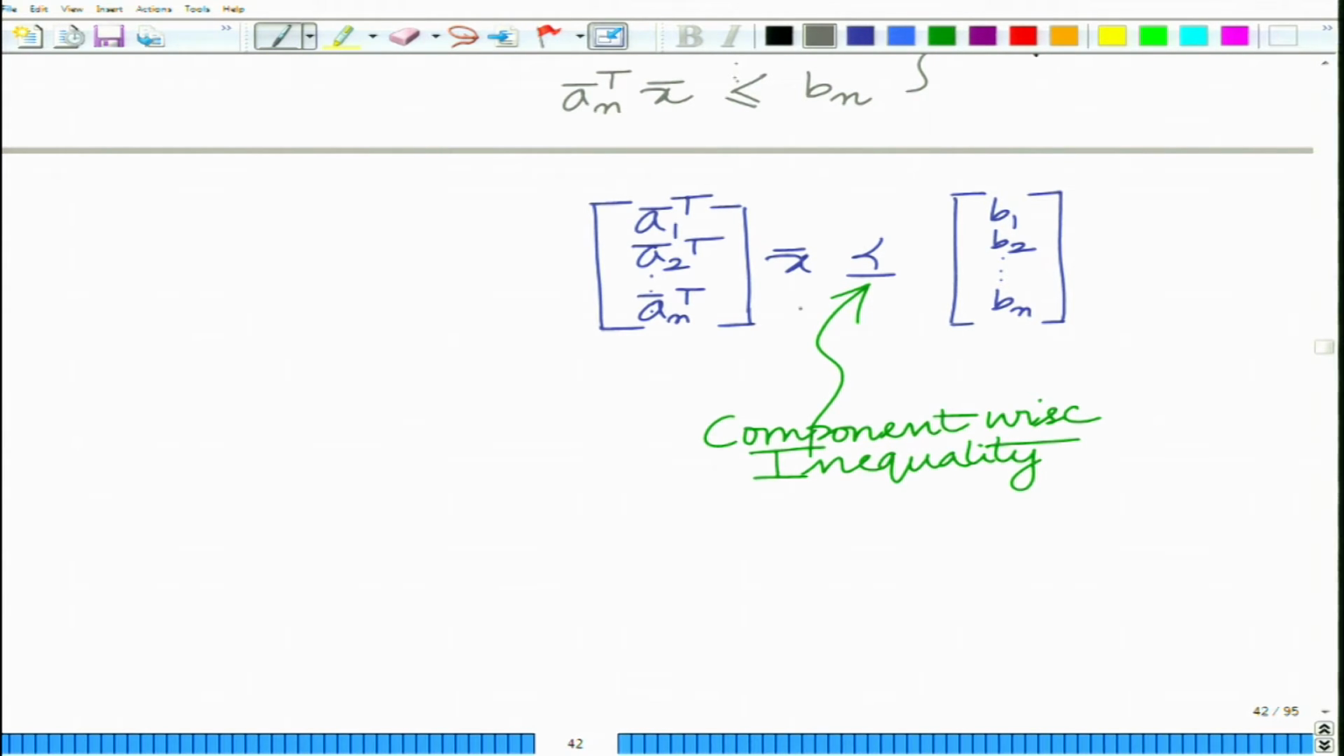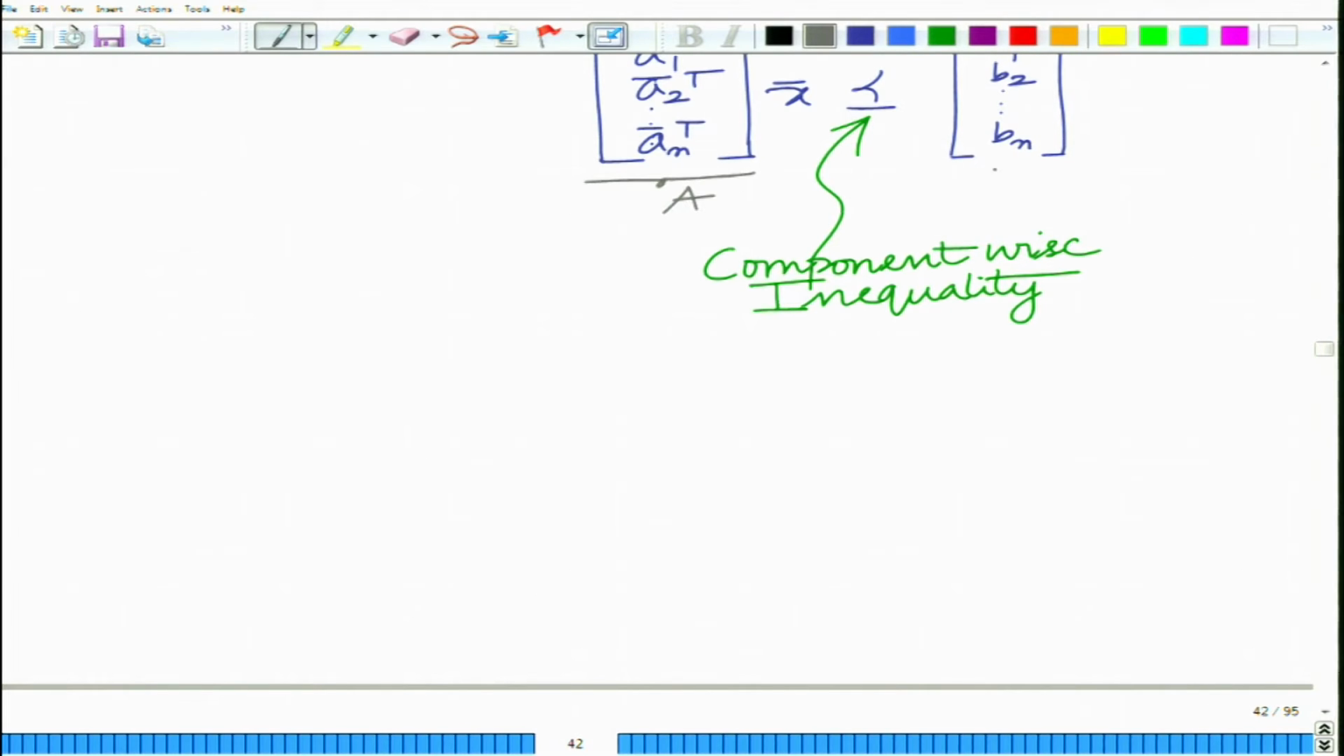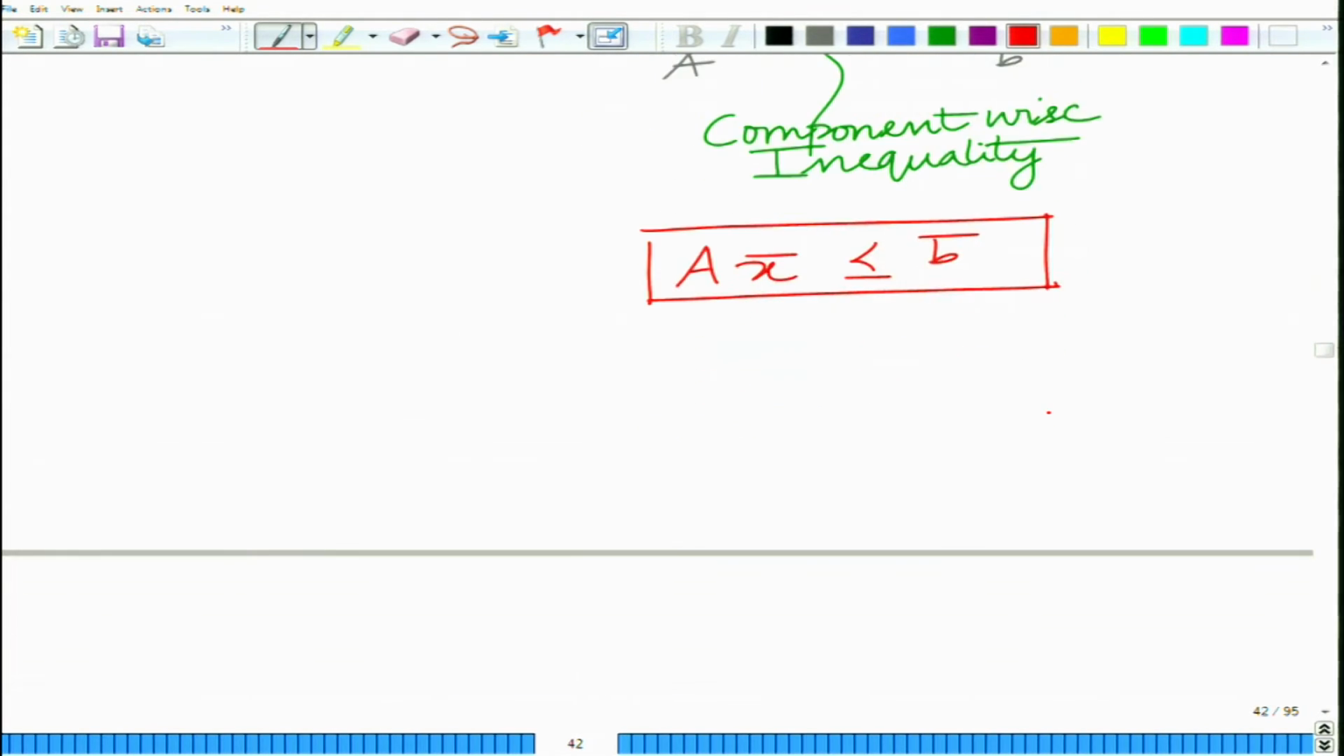It means we take two vectors, let us say u bar less than v bar, which means each component of vector u bar is less than or equal to each component of vector v bar. So, now denoting this by the matrix A and this by the vector B bar, I can represent this intersection of half spaces as A x bar less than or equal to B bar.